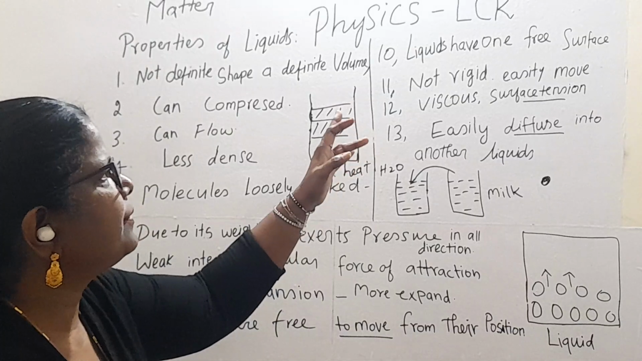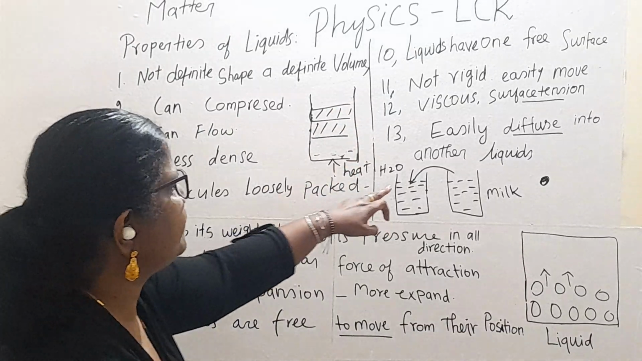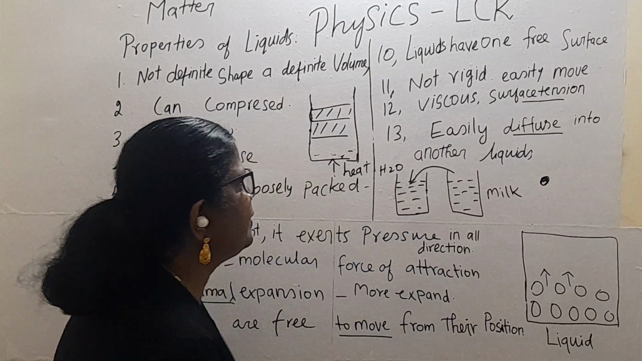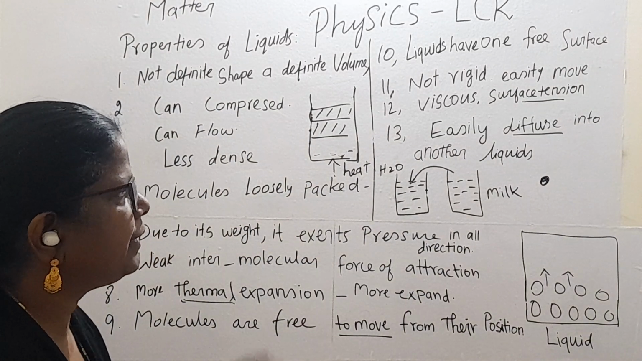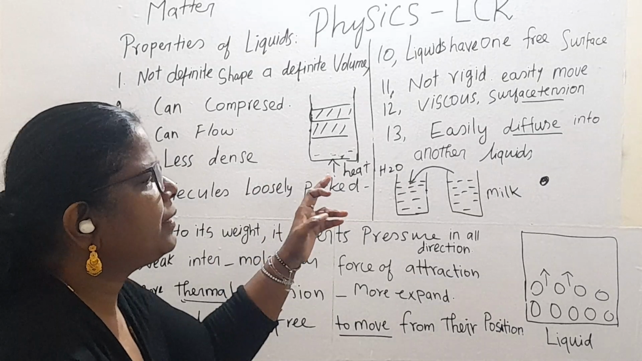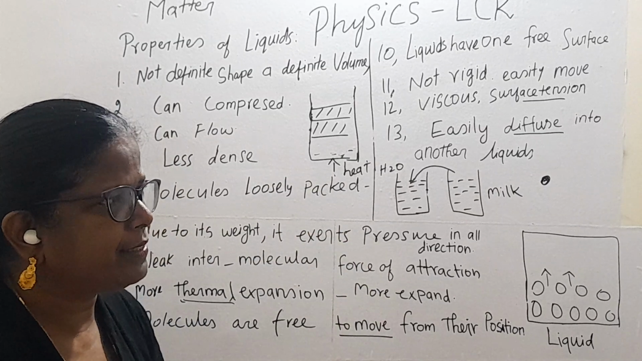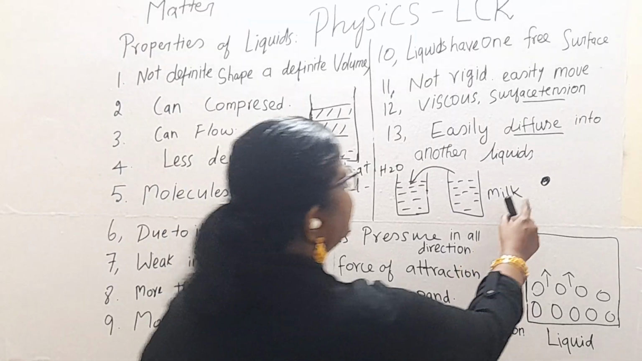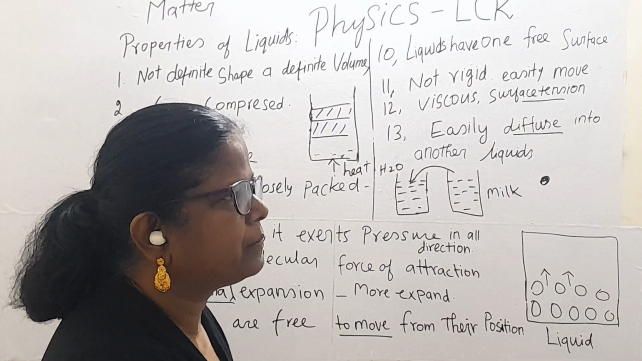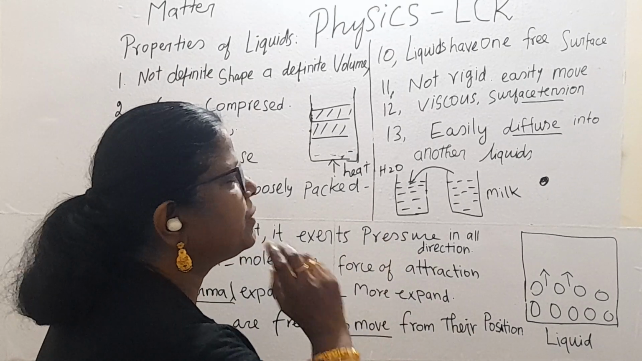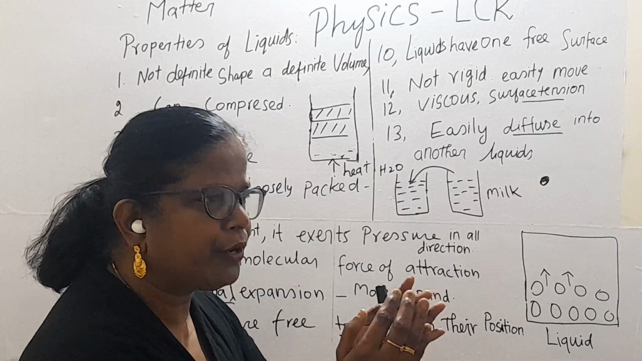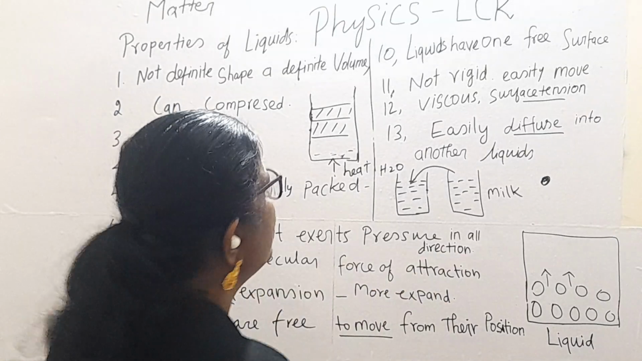Next, liquids have only one free surface, whichever container you are keeping them in. It is not rigid; the particles move easily, so that's why it is not rigid. Next one, it has viscosity and surface tension. Due to surface tension, it will form drops. Why does liquid form drops? Due to surface tension, the surface area is minimized. It is going to shrink. That's why it will form a drop.